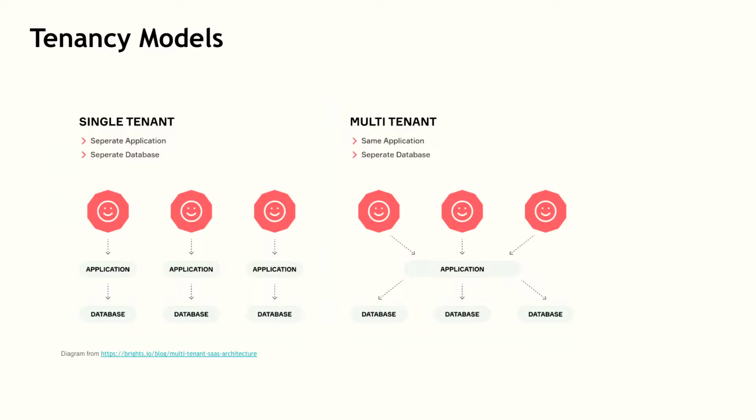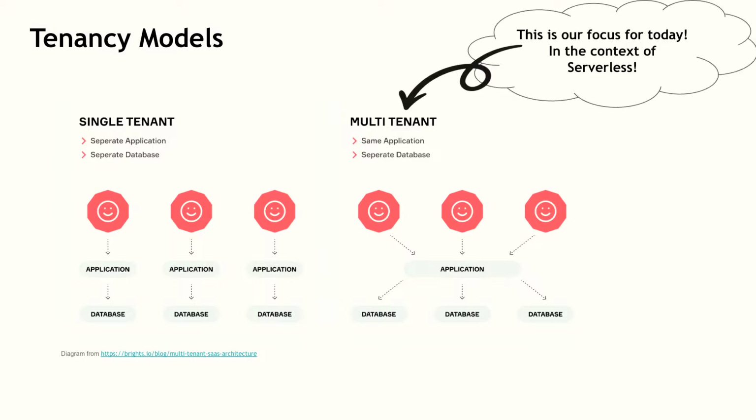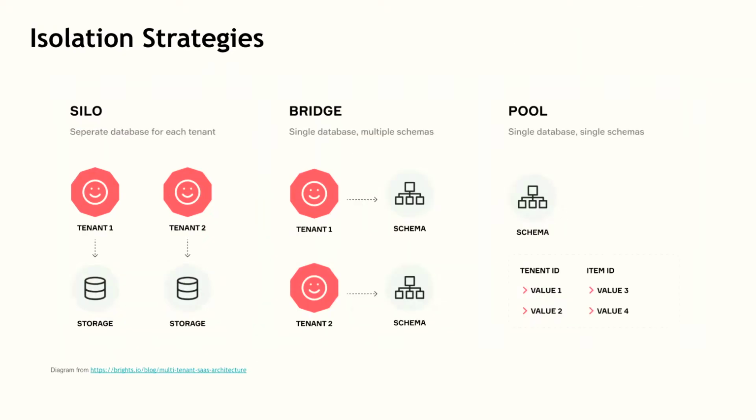Instead, with a multi-tenant model, which is what we are going to be talking about today, the lines are a little bit blurred. You don't necessarily have to share everything, but as you can see here, 3 different customers actually share the same application level. They don't necessarily have to share the database, and this is where we get into isolation strategies for multi-tenant applications. So there are different approaches that you can take.